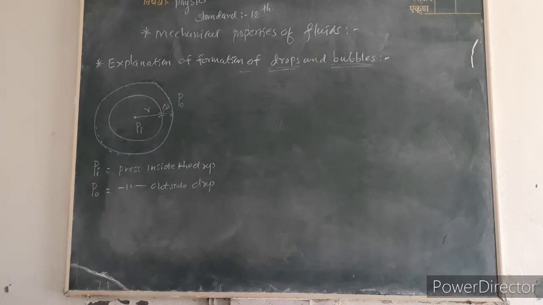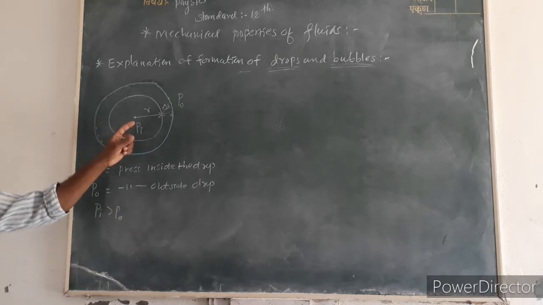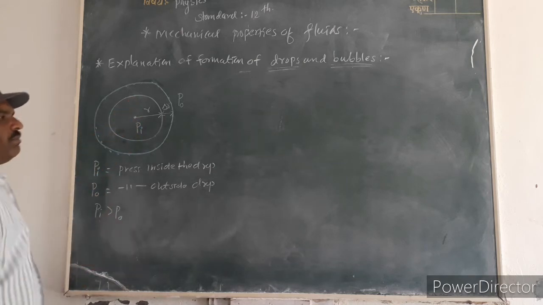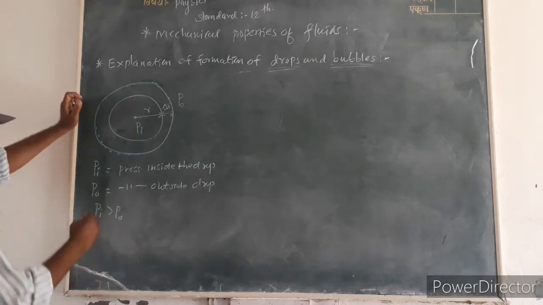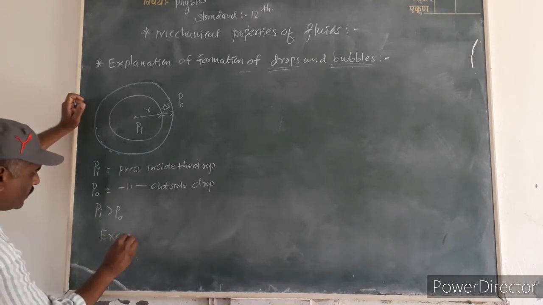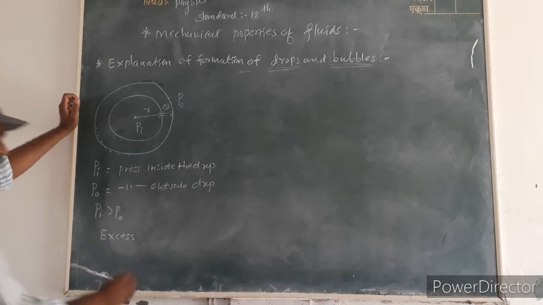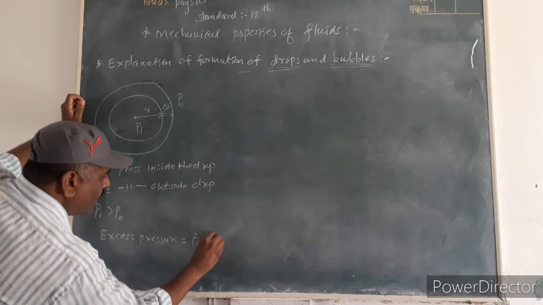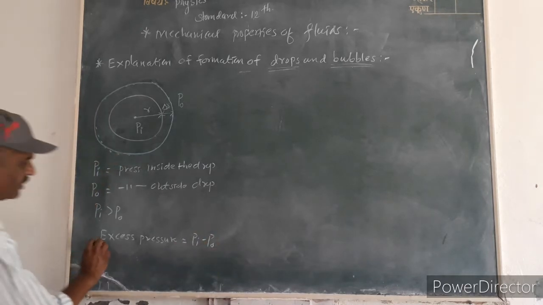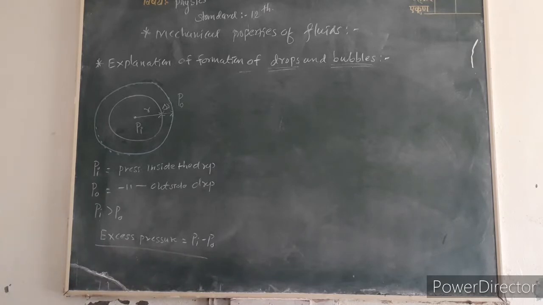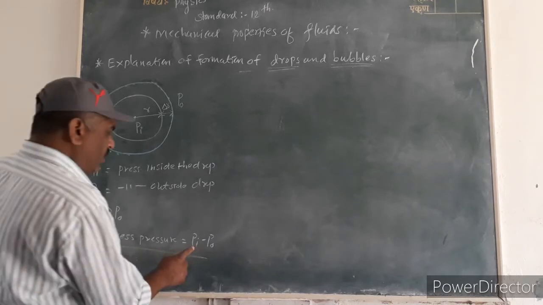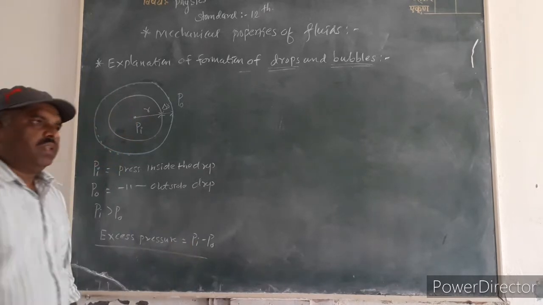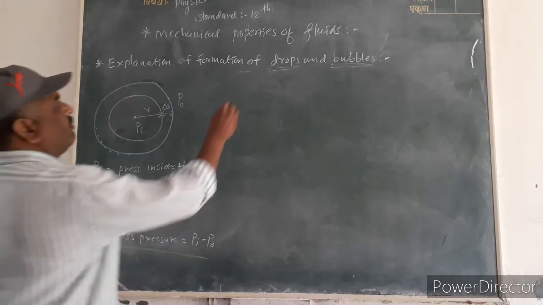The pressure inside, that is Pi, is greater than P0, that is, pressure inside the drop is greater than pressure outside the drop. Hence the excess pressure, excess pressure is Pi minus P0, and we calculate the extra or excess pressure, that is change in pressure, Pi minus P0, inside pressure minus outside pressure.